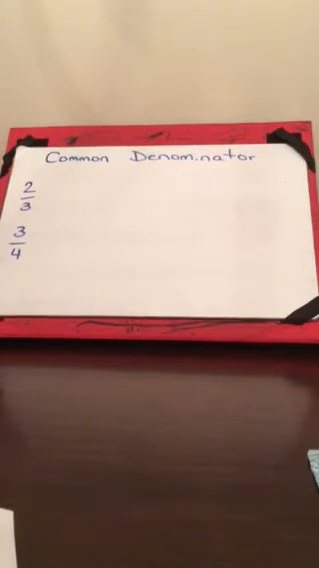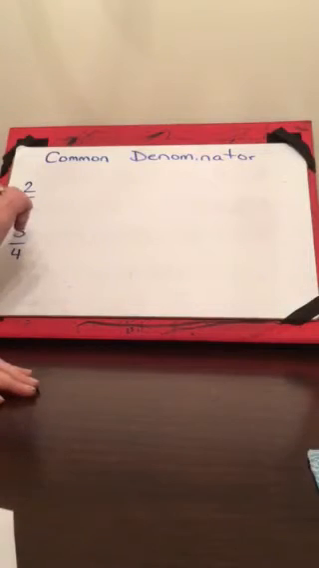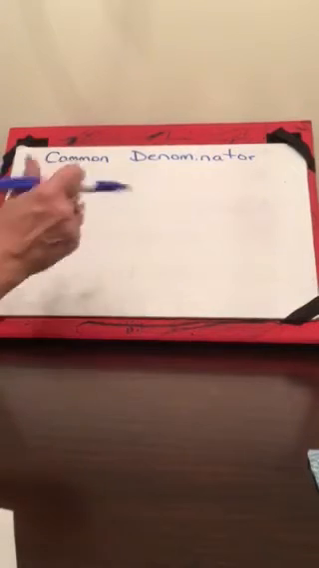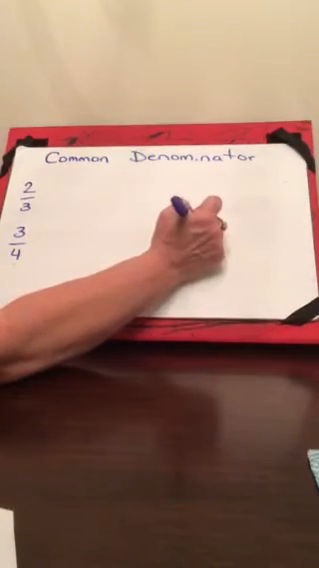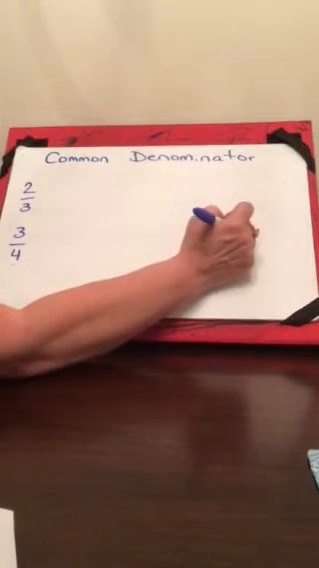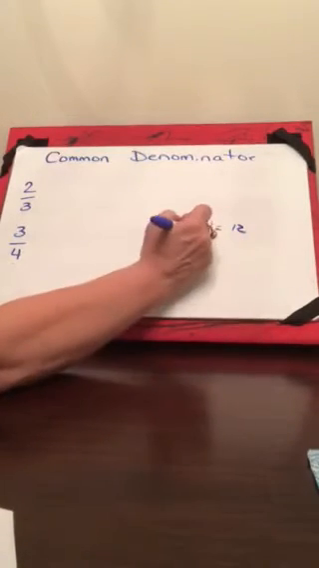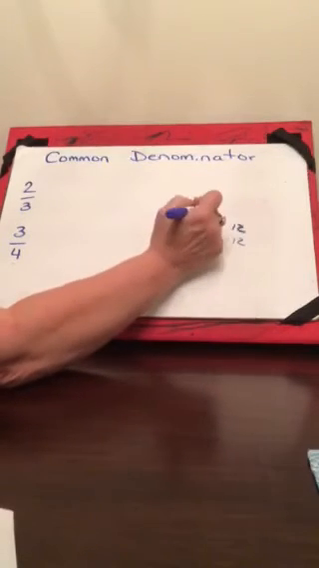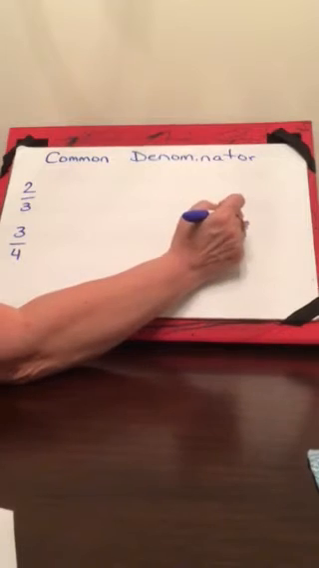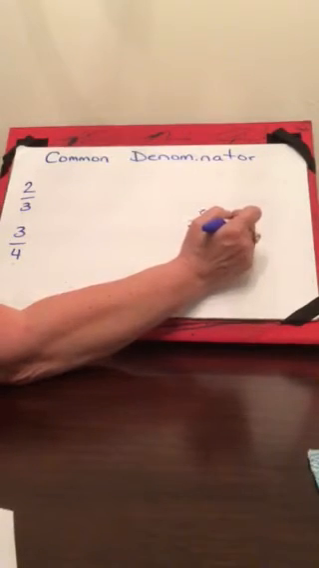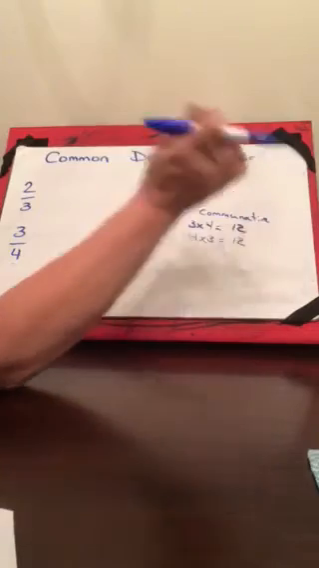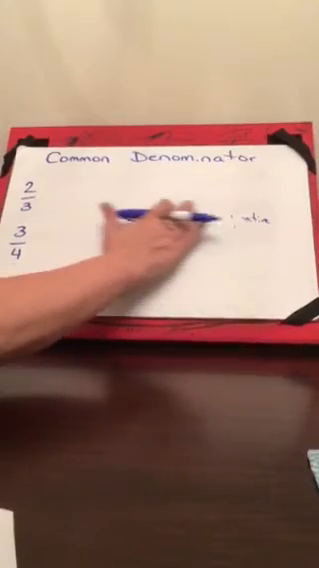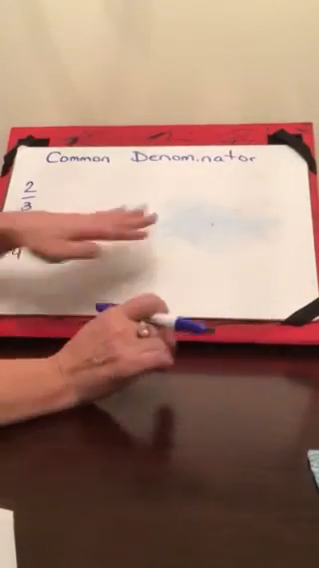So what I'm going to do is look at 3 and 4, my denominators. I know that if I multiply 3 times 4, I'm going to get 12. Or the commutative property, 4 times 3 equals 12. Okay, so this is the commutative property. That can help me as well. Okay, and so I'm going to turn 2/3 and 3/4 into 12ths.